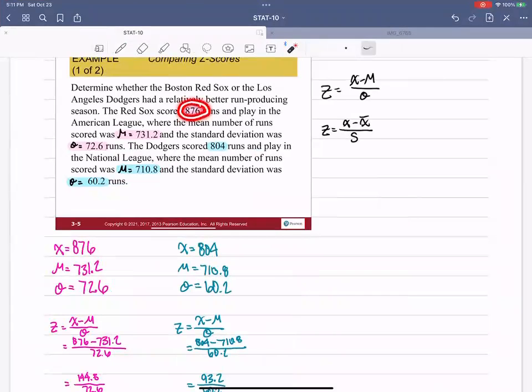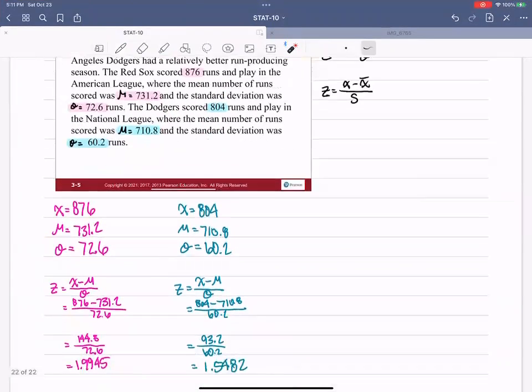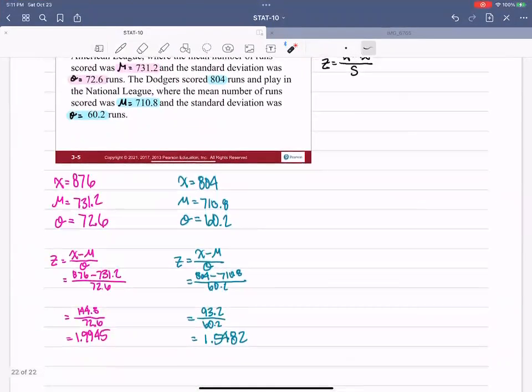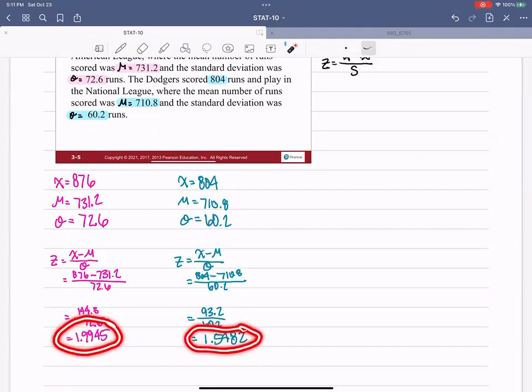We have 876 for the Boston Red Sox, so that number is pretty high. 804 for the Los Angeles Dodgers. And here with the Red Sox, the numbers were relatively higher overall. With the Dodgers, a little bit lower than what the Red Sox had. And even with the dispersion too, the Red Sox had a higher dispersion rate. But what really matters to see whether they were doing better or not, we have these two scores here.